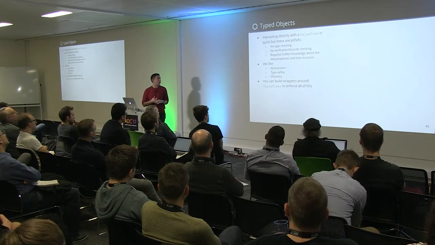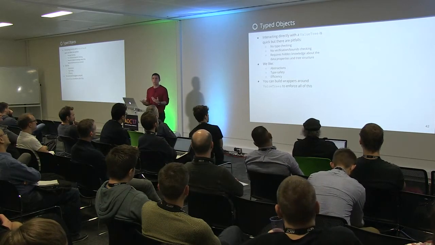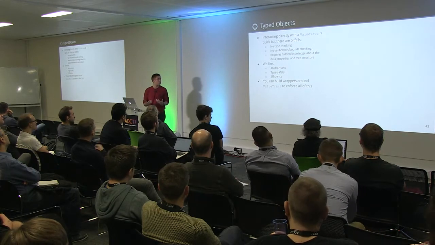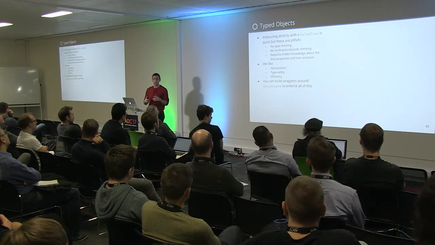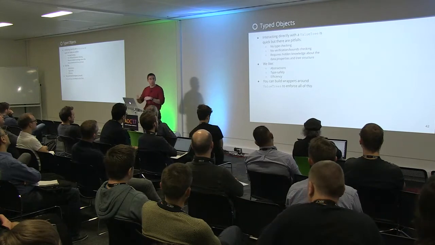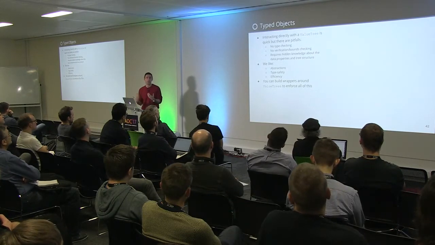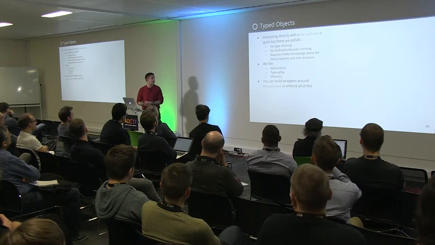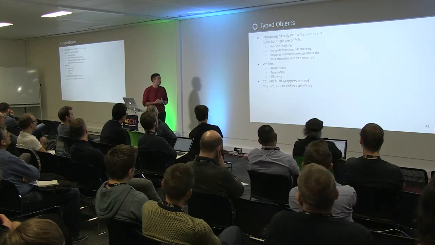It also requires hidden knowledge about the data properties in the tree structure. If we're setting the start time property, then we need to know that that is just start. It's not start time or start time seconds. And that can be a problem, especially if you've got people new to the code base. So in C++, we like abstractions. We like type safety, and we like efficiency. We like the compiler to tell us when we've done things wrong.